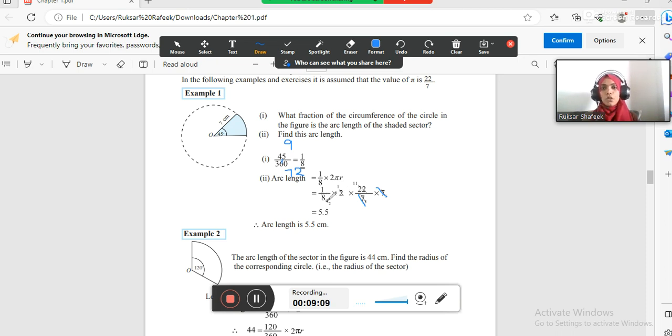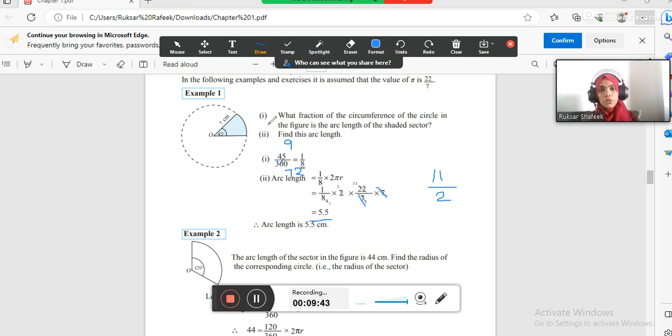Likewise, they've moved on to 22 and 4. 22 is divisible by 2, 4 is divisible by 2, so they've divided this by 2. 4 divided by 2 is 2, and 22 divided by 2 is 11. So we remain with 11 over 2. Neither of them are divisible by 2, so you go to the bus stop method, or whatever you prefer, and divide 11 by 2, which gives you the answer 5.5 centimeters. So this, remember, is the arc length, and not the final answer if they ask you to find the perimeter.